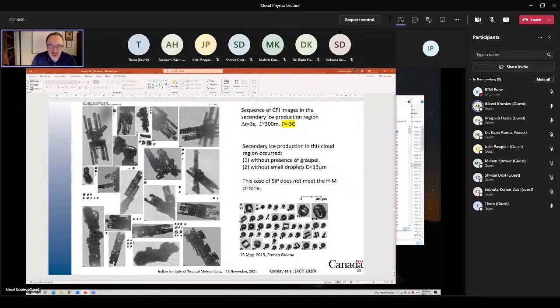So we have to change our strategy in order to explore the mechanisms of secondary ice production, because the aircraft is flying at a speed of 100 or 200 meters per second, and we are going through all these cloud regions within a fraction of a second. Based on this, we are trying to use a tiny small bone to reconstruct the entire dinosaur, so we are dealing with lots of ambiguity along this way.